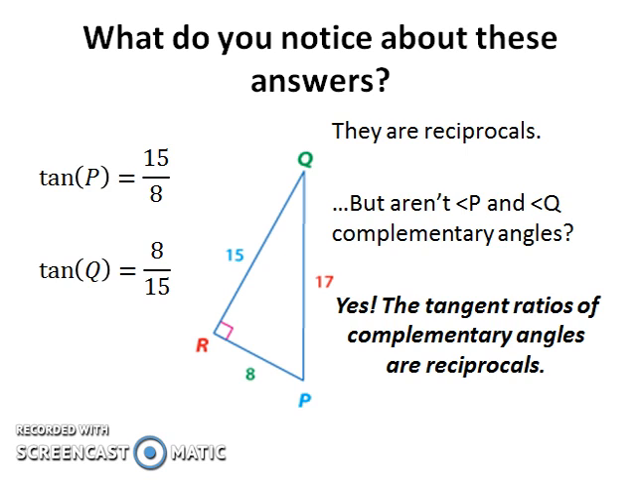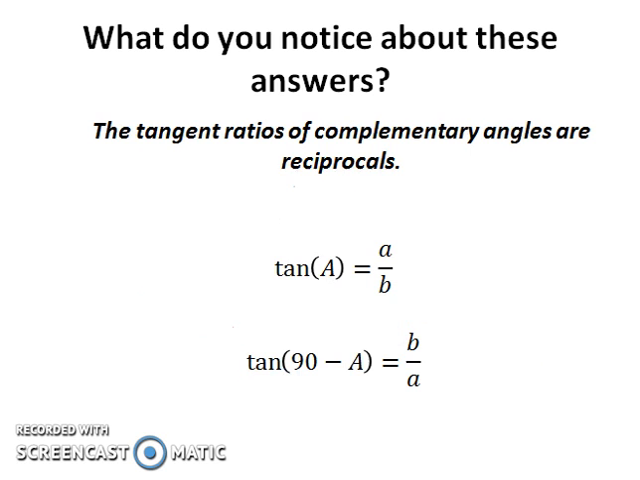So you could say the tangent ratios of complementary angles are reciprocals, meaning without a picture, you could still find the tangent of angle Q if you knew the tangent of angle P. So the tangent of angle A, just say it's A over B, talking about side lengths. Well, the tangent of its complement, 90 minus the original number, is the reciprocal, B over A.